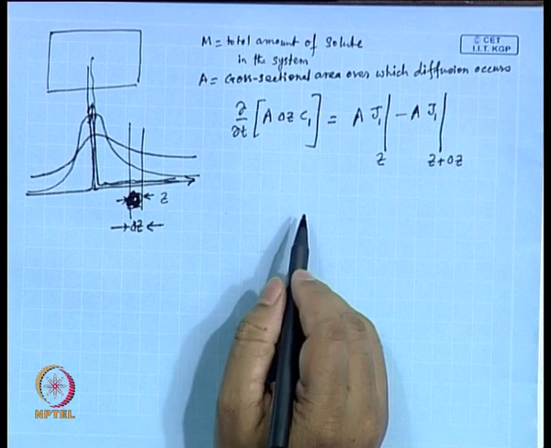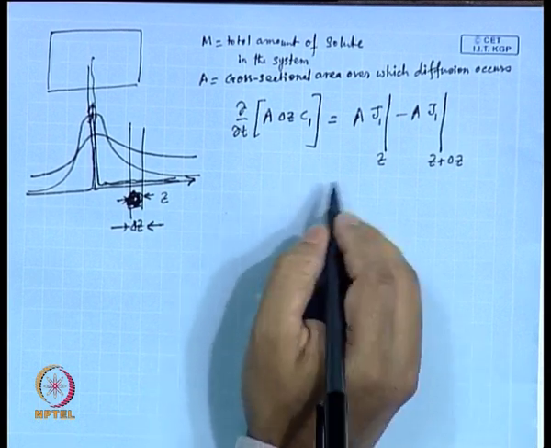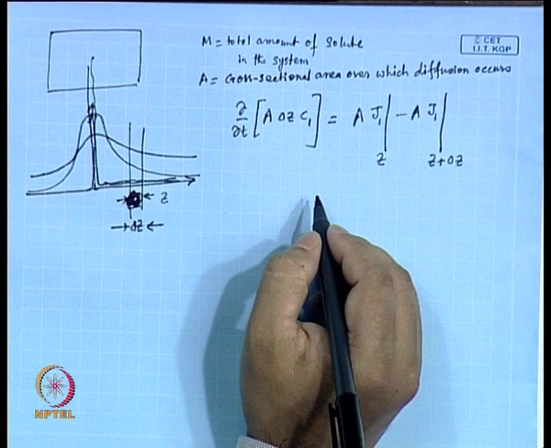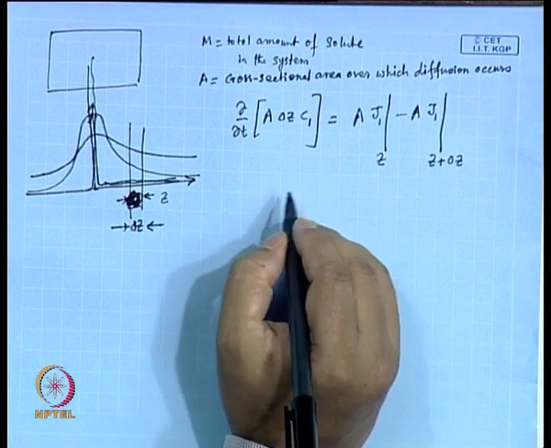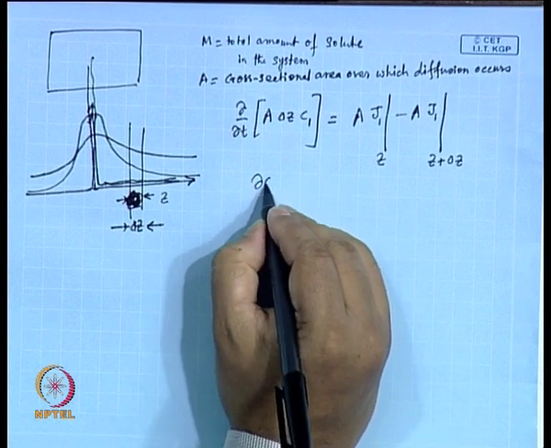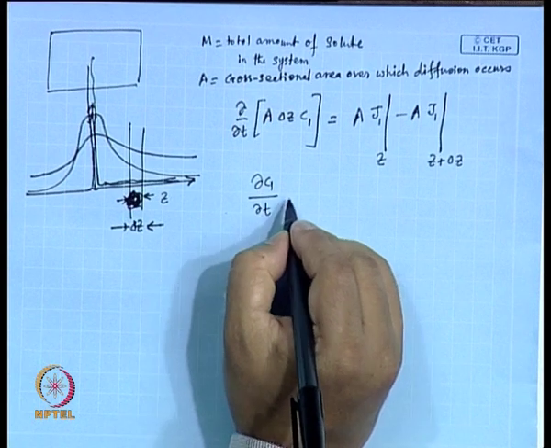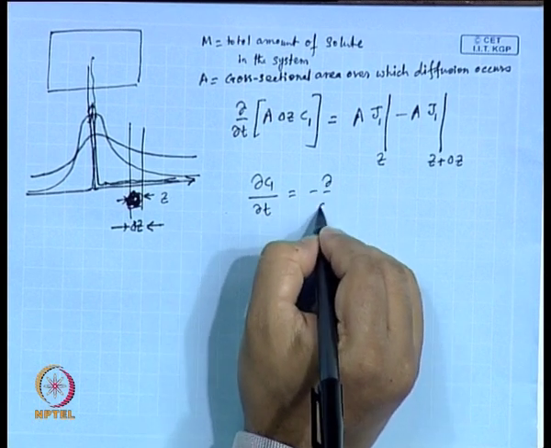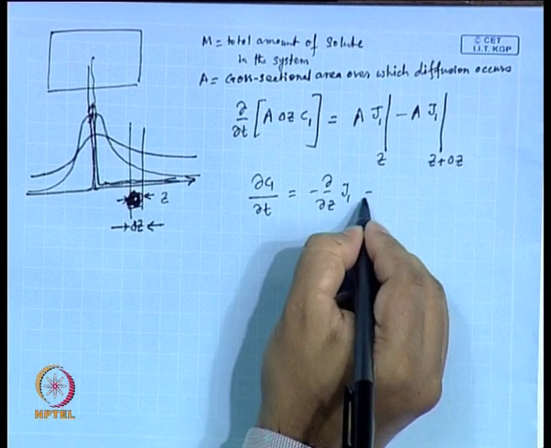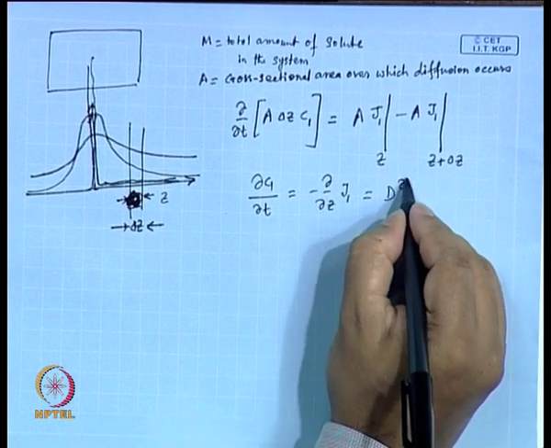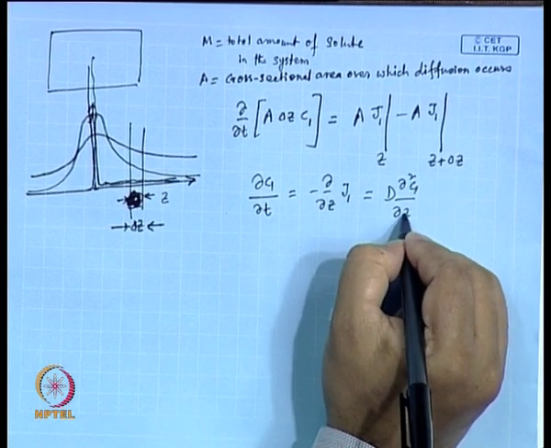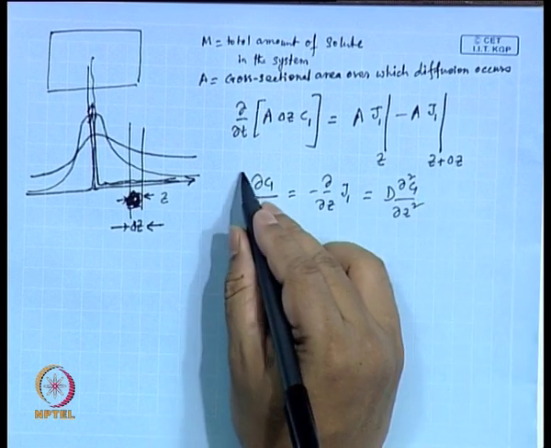All right. So, this is the mass balance on this differential element, and then if you write this as del C1 del T, then this would be equal to minus del Z of J1, which can be written as D del square C1 del Z square. So, this is the governing equation.